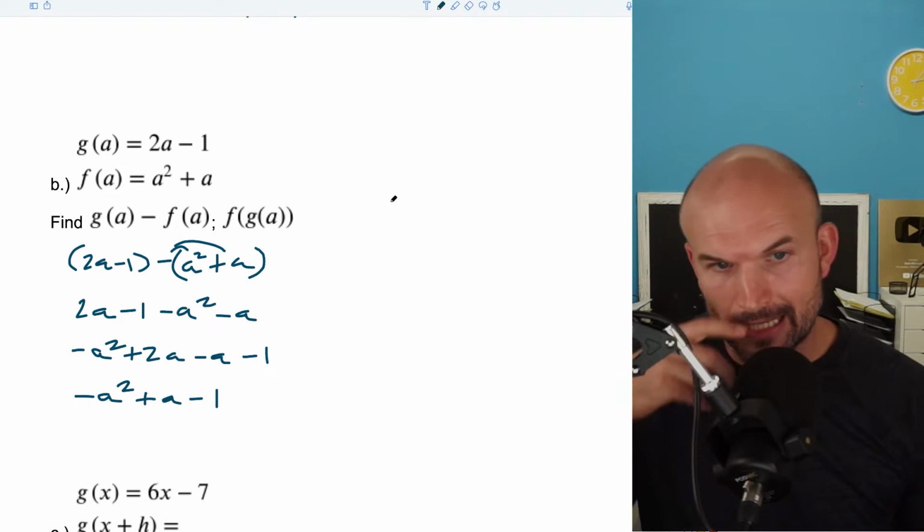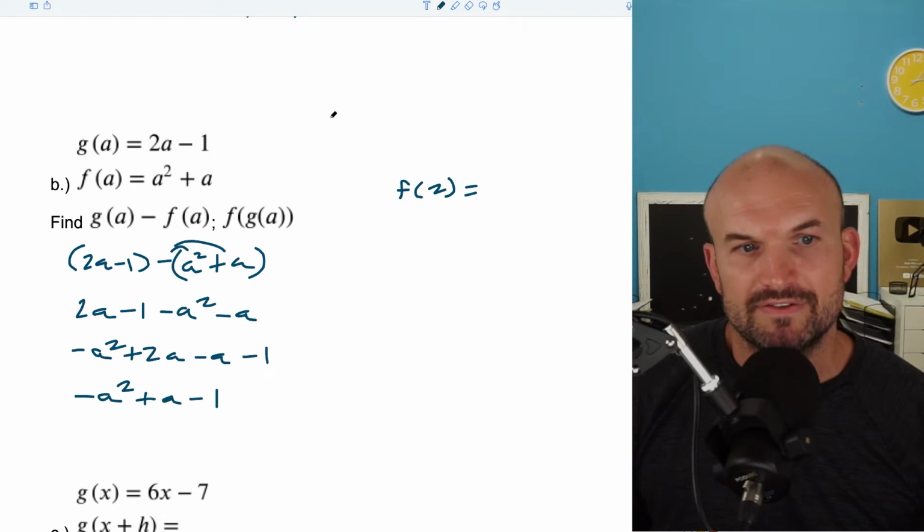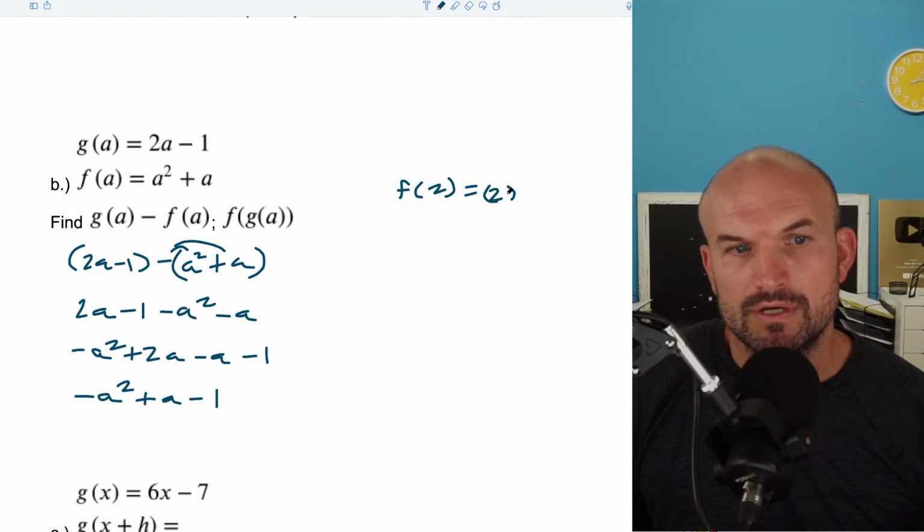Now, composition is kind of a fun one. If I did f of 2, what would that be? Well, f of 2 is just going to be 2 squared plus 2. 2 squared is 4, plus 2, which is equal to 6.